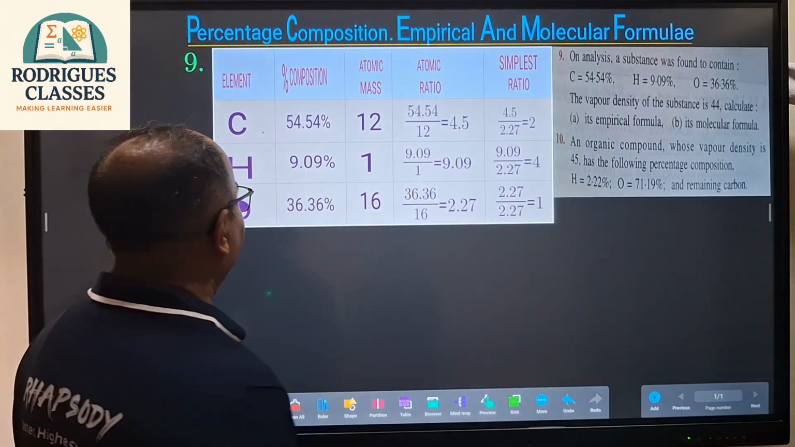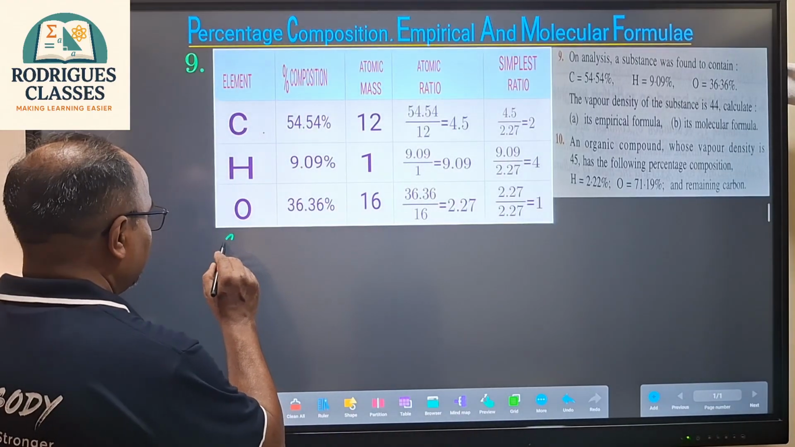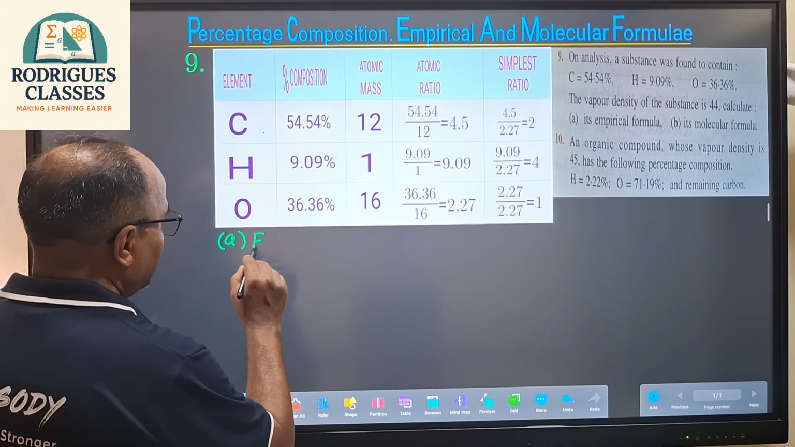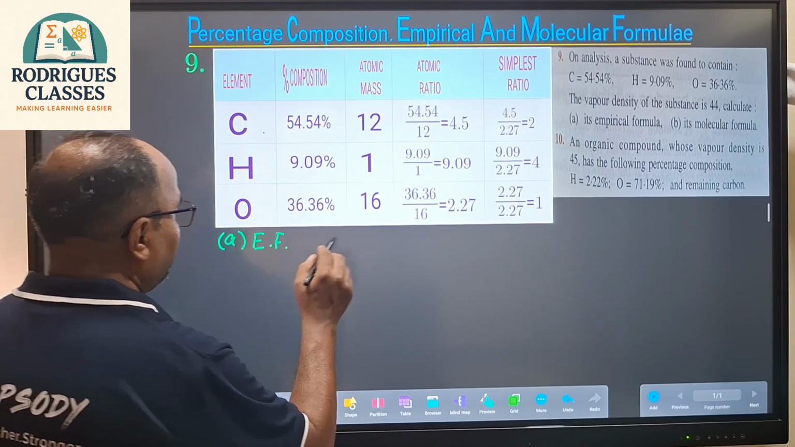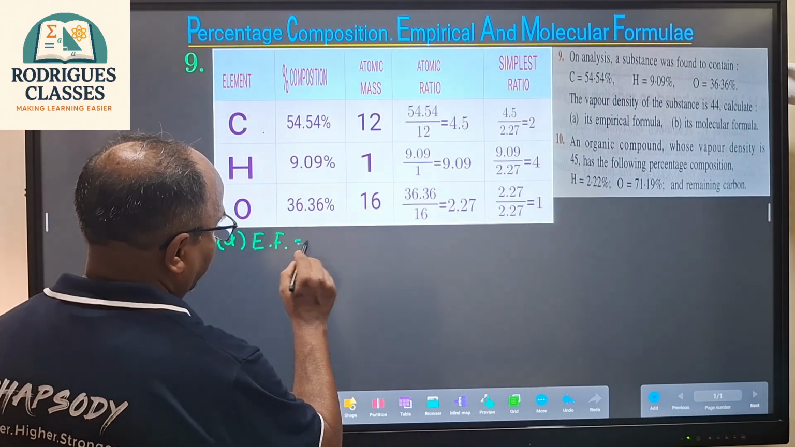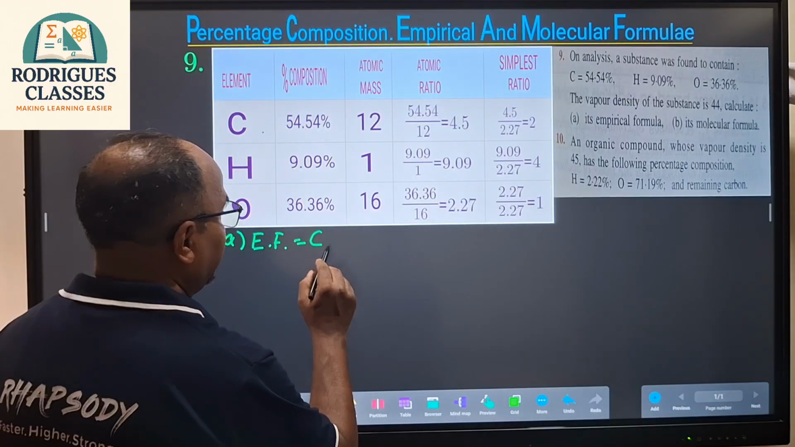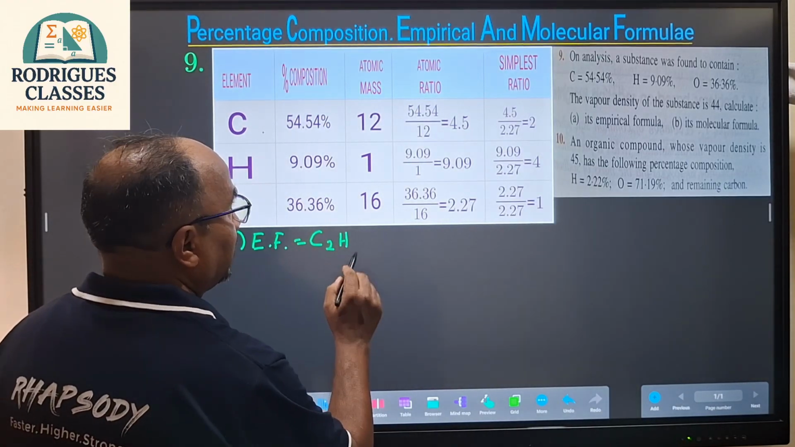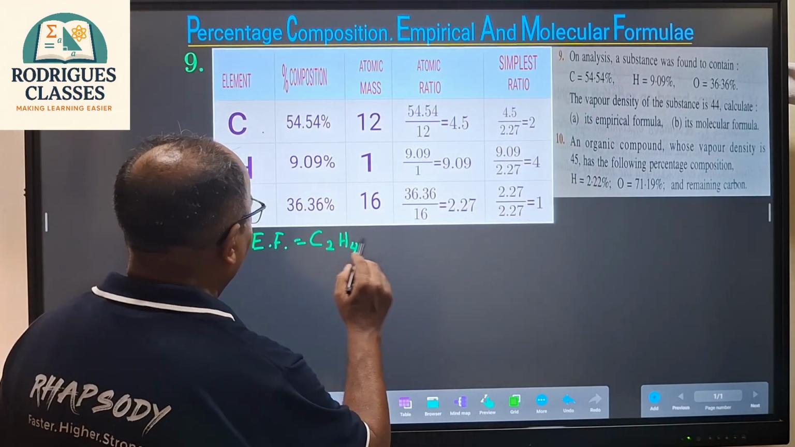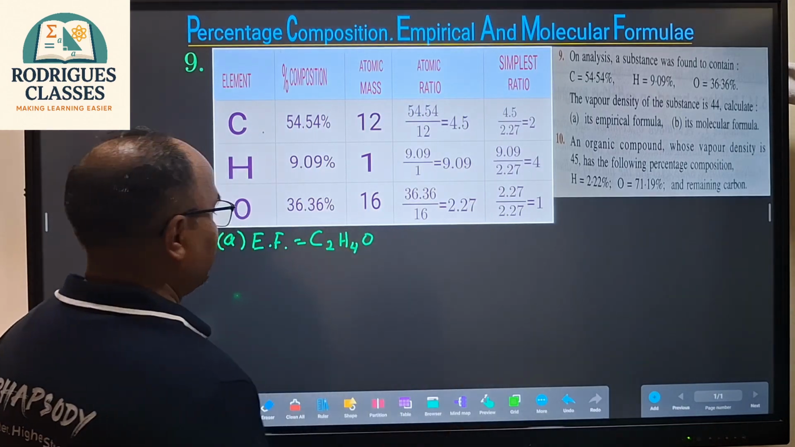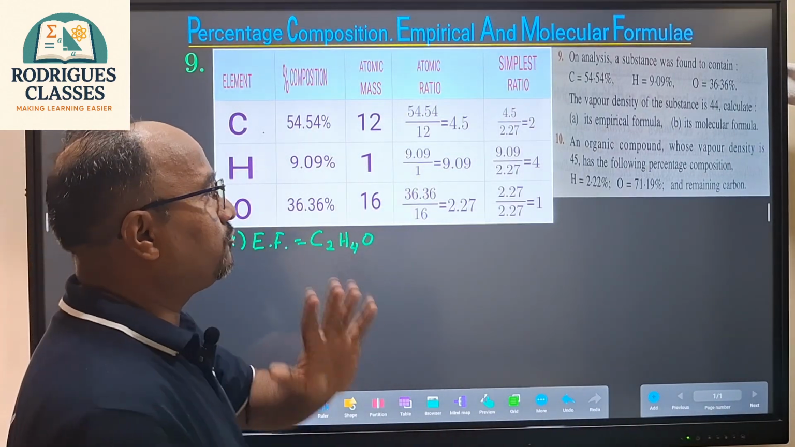So we can go to write the empirical formula now, which will be C is 2, H is 4 and oxygen is 1. So the empirical formula part is done.